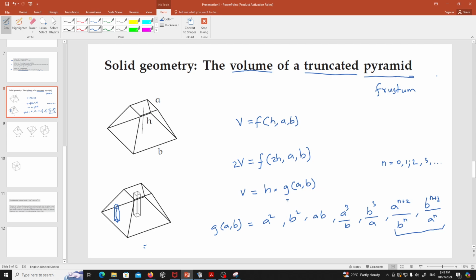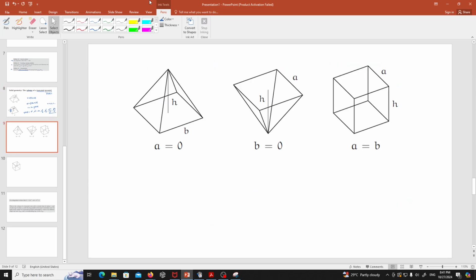Now let's go to some easy cases. If you see the easy cases, say one case is a is equal to 0. Okay, and another easy case is b is equal to 0, and the third easy case is when a is equal to b.